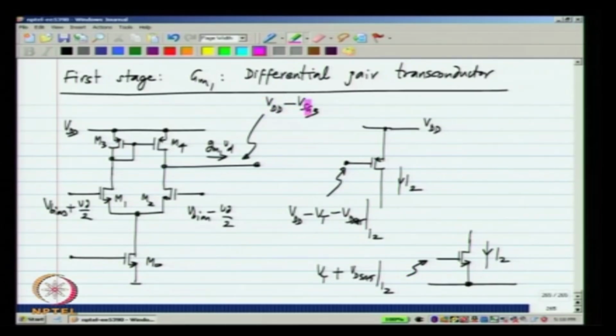If VDD minus VSG3 has to be equal to Vt plus Vd sat, there is some constraint between VDD, VSG3, Vt and so on. On the contrary, if you want to make this equal to VDD minus Vt minus Vd sat, VSG3 has to be equal to Vt plus Vd sat. And VSG3 itself is the threshold voltage of the PMOS transistor plus some overdrive. So, all we need is to have the same overdrive for this transistor as well as that transistor, and the entire circuit will get biased.